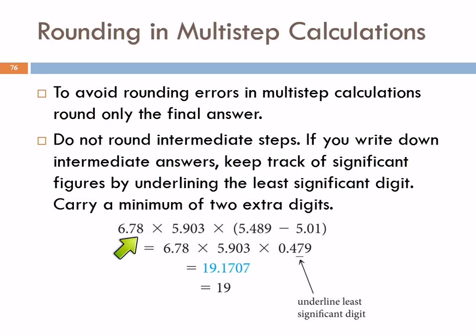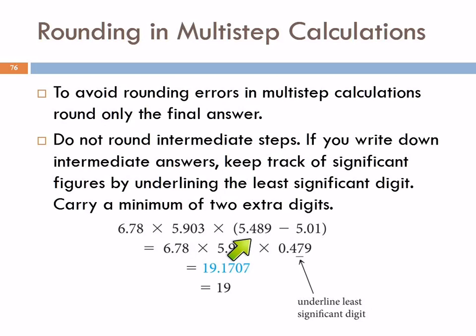So here's an example of multiplication and subtraction kind of mixed together. So we need to find the answer and round it to the correct number of significant figures. What we have to do is consider the result of the subtraction for sig figs separately from multiplying the other numbers, because the rules are different. So when we do this 5.489 minus 5.01, we're going to write down an intermediate value. And then we have to determine where the significant figures are. The rule is number of decimal places for subtracting.